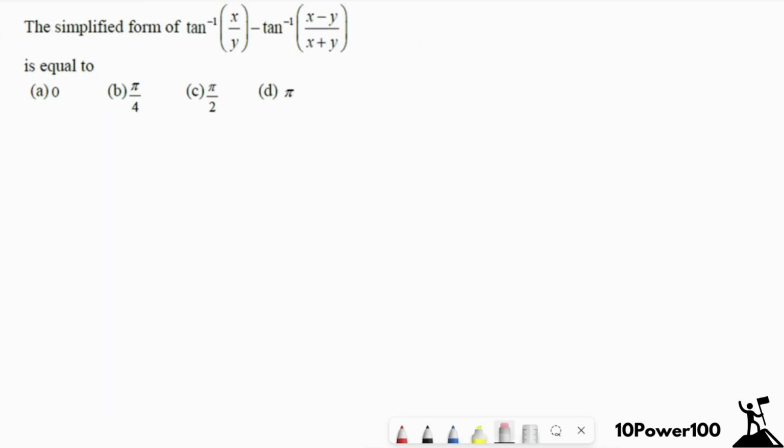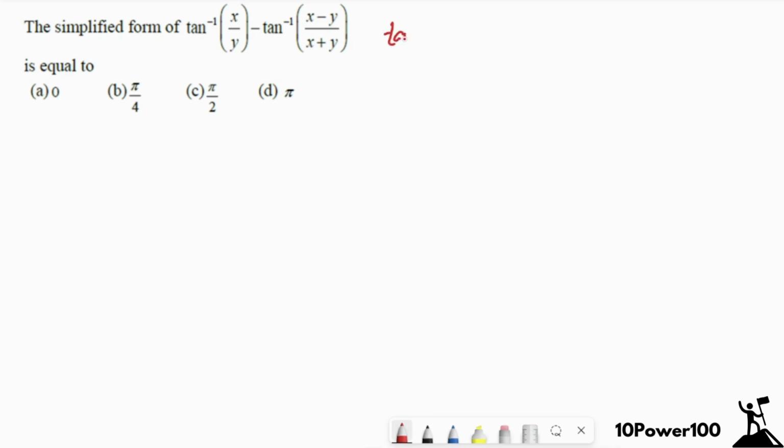Let's see today's last question. The simplified form of tan inverse x by y minus tan inverse of x minus y by x plus y is equal to. So there are four options. Let's see how to solve this. First thing, we have a formula for this.